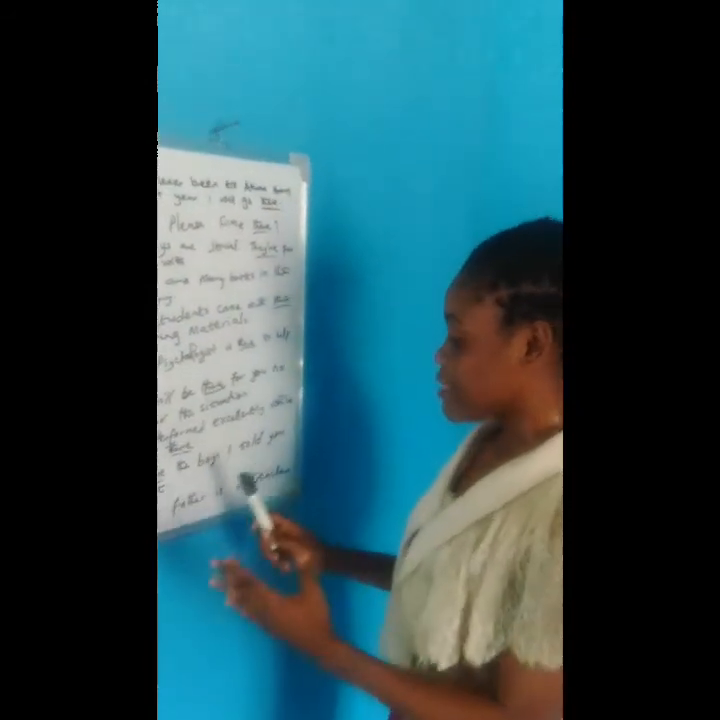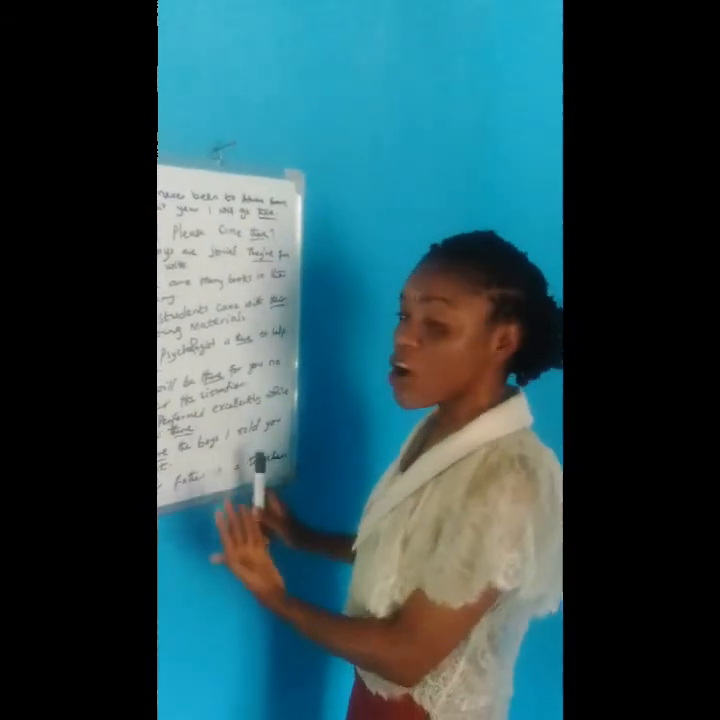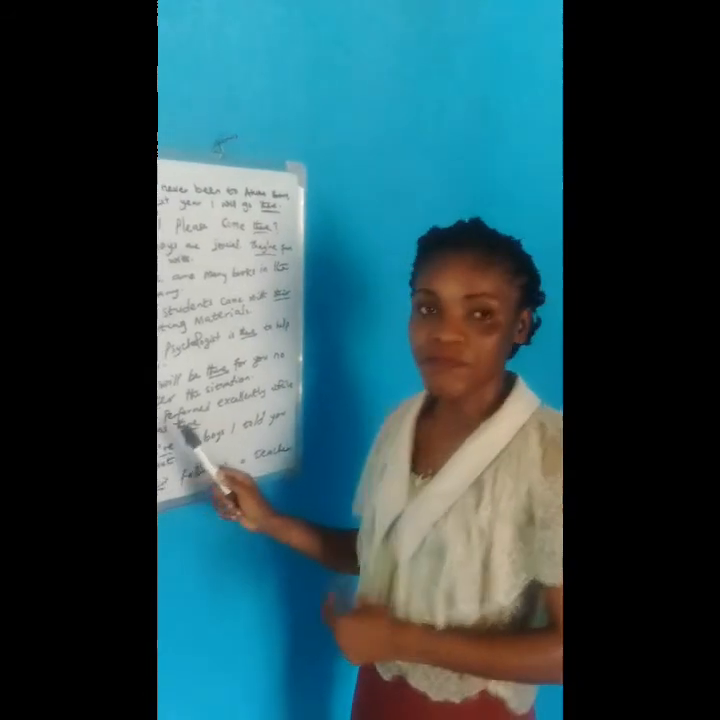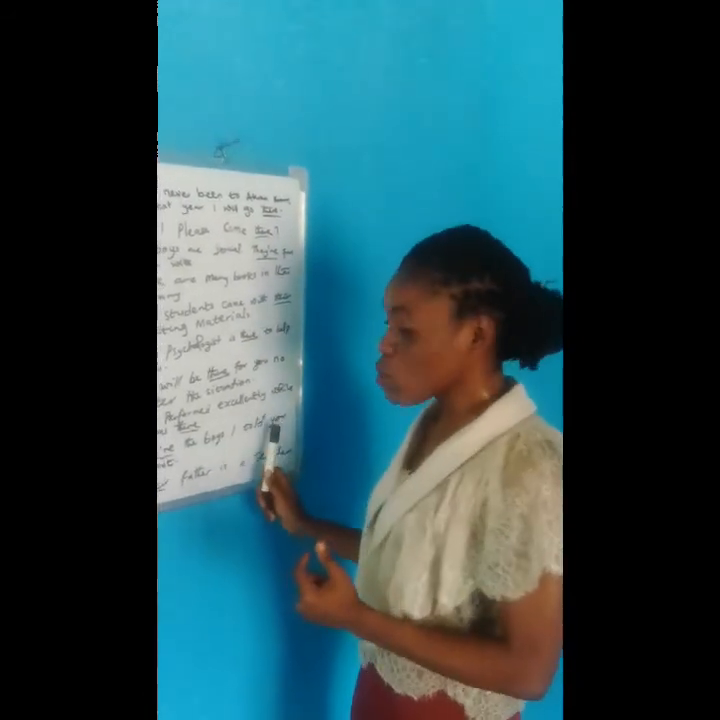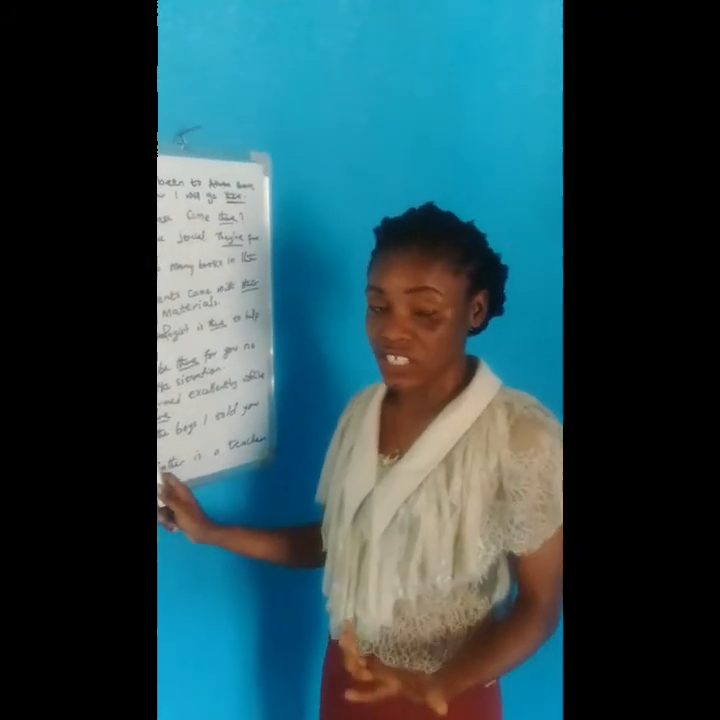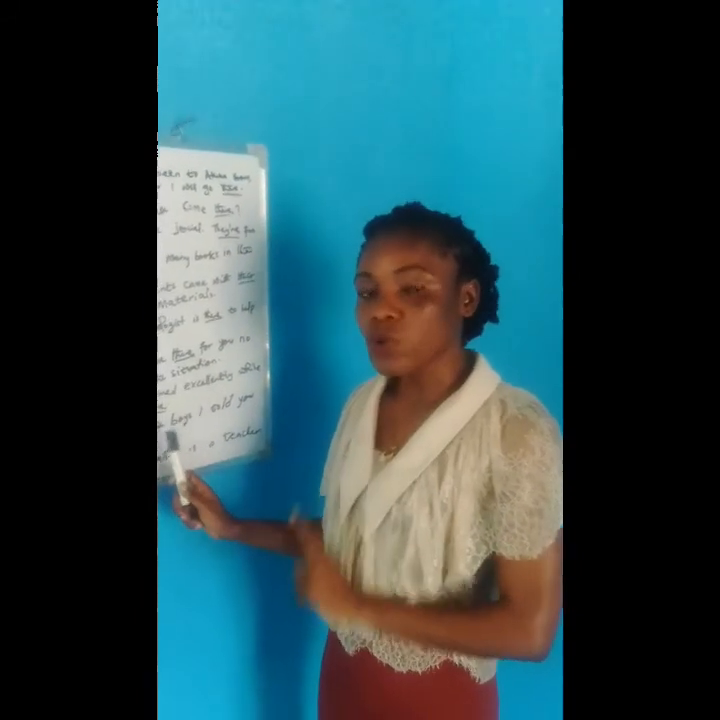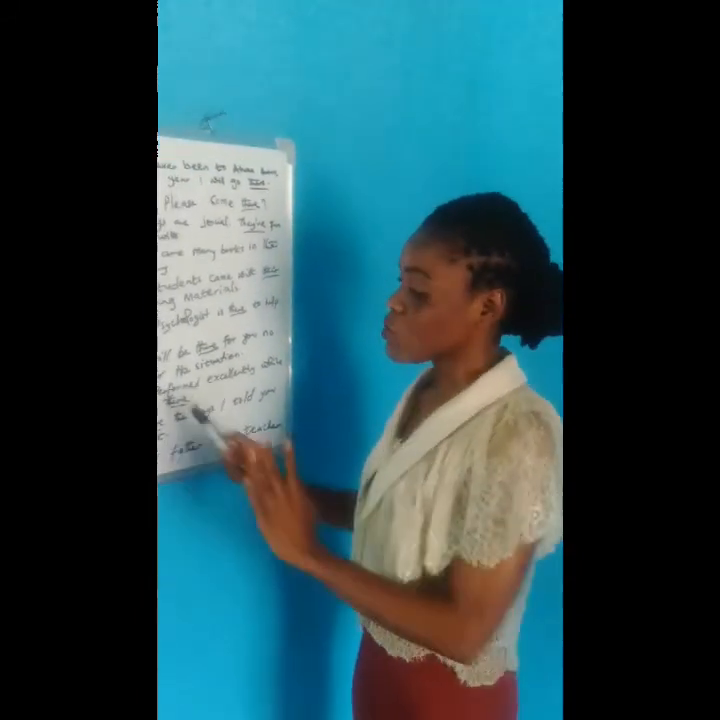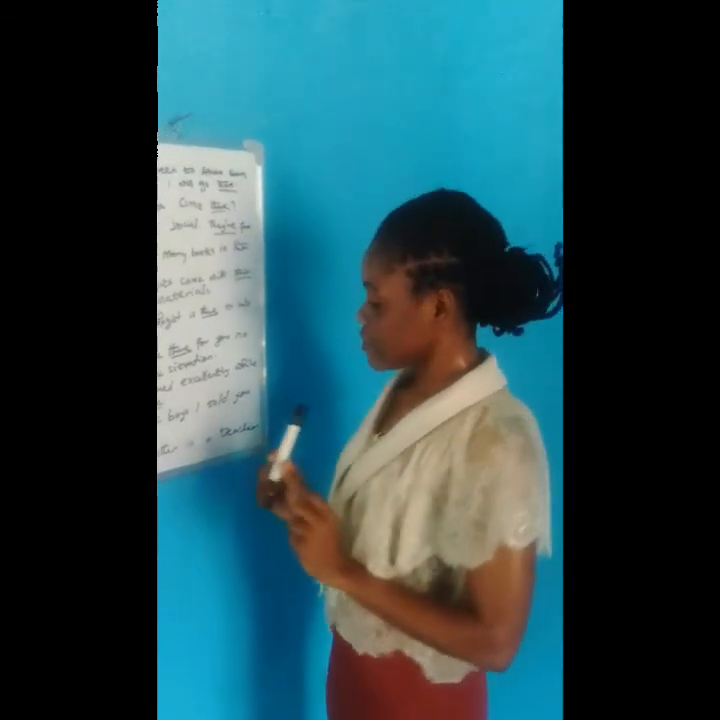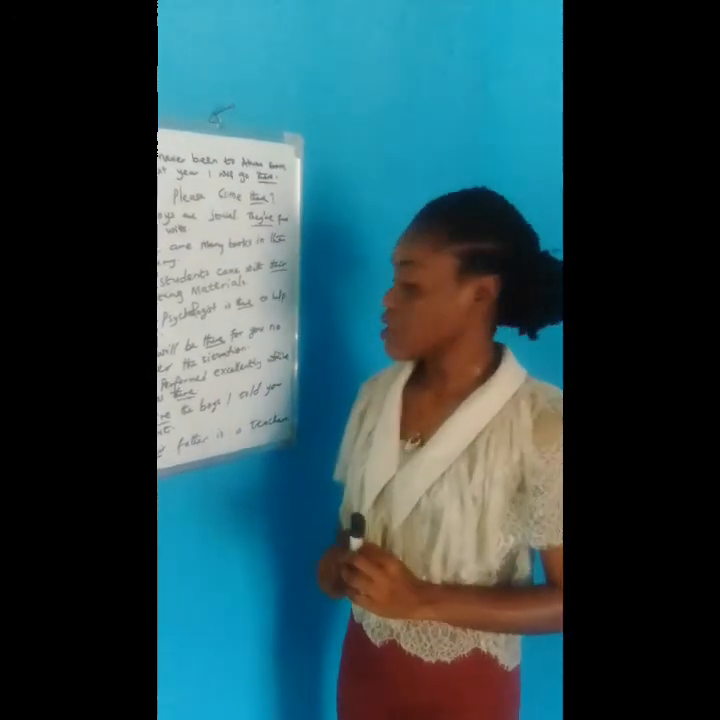Number 9, they're the boys I told you about. Now look at the correct form. They're the boys I told you about. Or if I don't want to use this contraction, I will say, they are the boys I told you about. So with this contraction, we have they're. They're the boys I told you about.